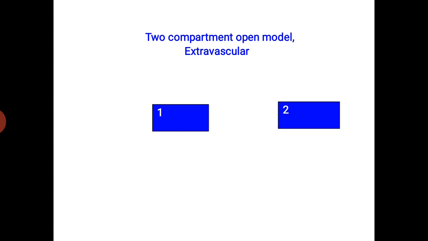Now in two compartment extravascular we have two different compartments, with a rate of absorption as Ka, the rate of distribution from the central compartment to the peripheral compartment as K12 and the reverse as K21, and the elimination of the drug from the central compartment at a rate of Ke. Okay, so this is the schematic representation of the two compartment open model, extravascular administration.